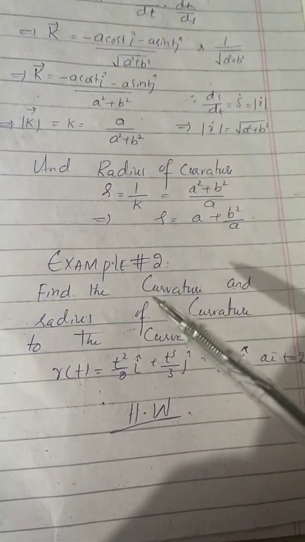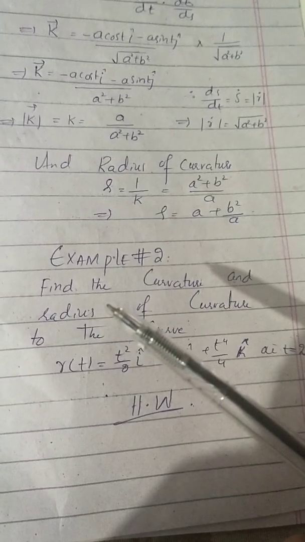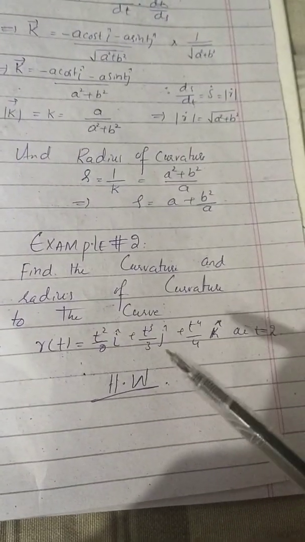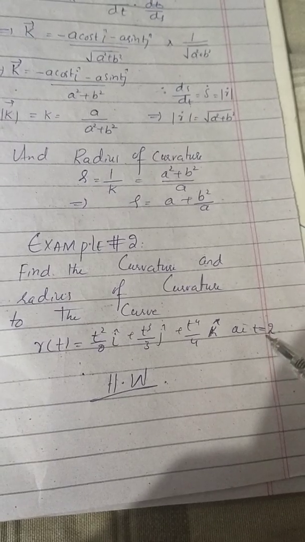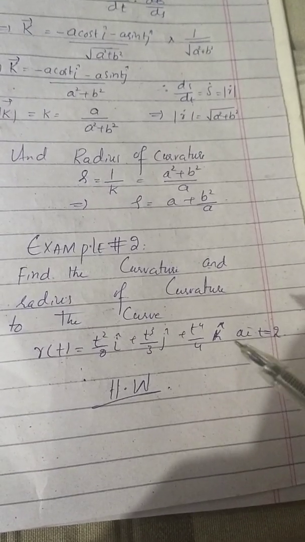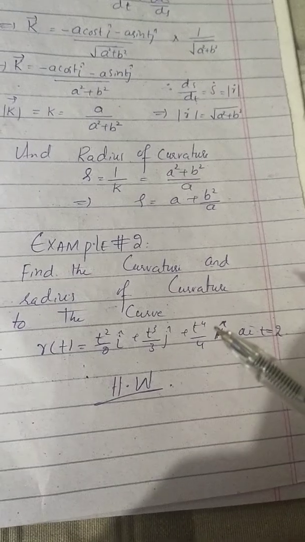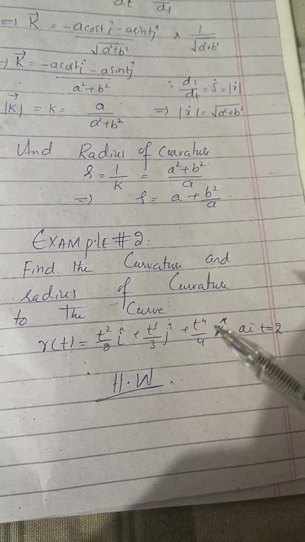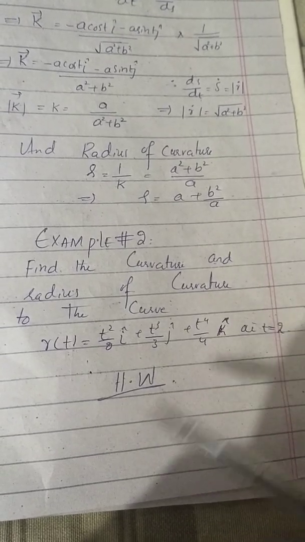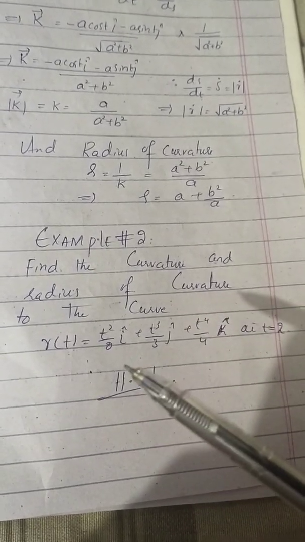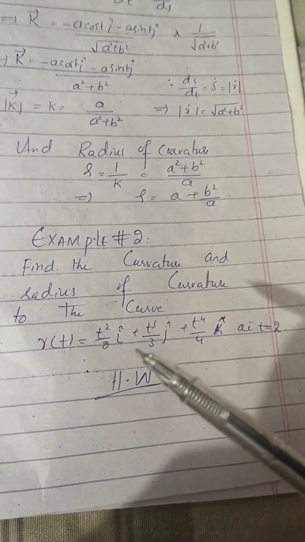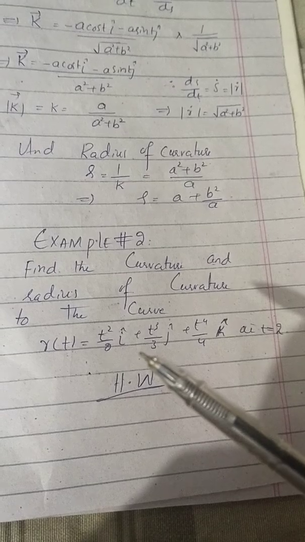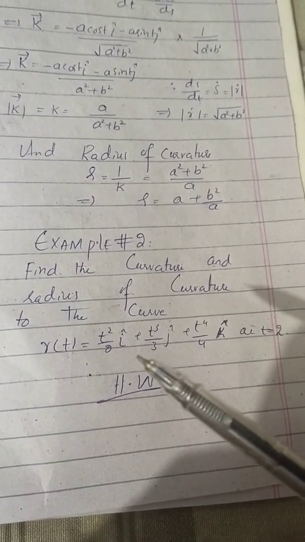Now, after that, example number 2: find the curvature and radius of curvature of the curve. This is the curve, and the point is mentioned here, t equals 2. This is your homework: do it yourself, and then share your answer for this curve in my comment box. If you have any difficulty, you can tell me in the comment box.